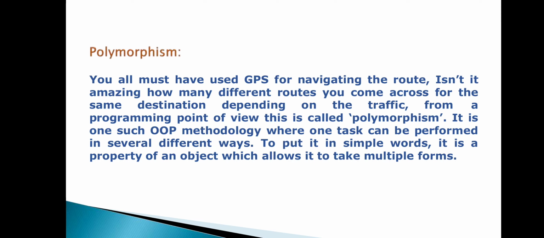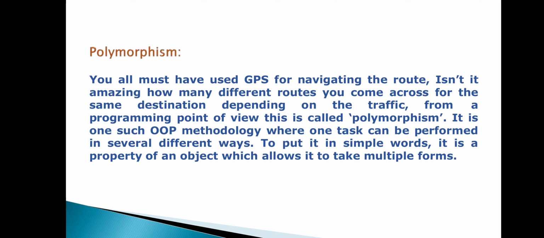For example, take a person. He can act as a husband to his wife, and he can act as a son to his mother. And he can also act as an employee in an organization. That's how polymorphism works.